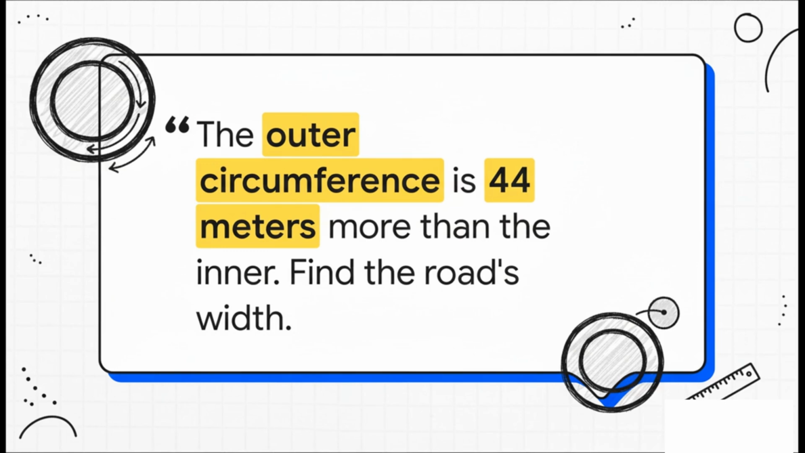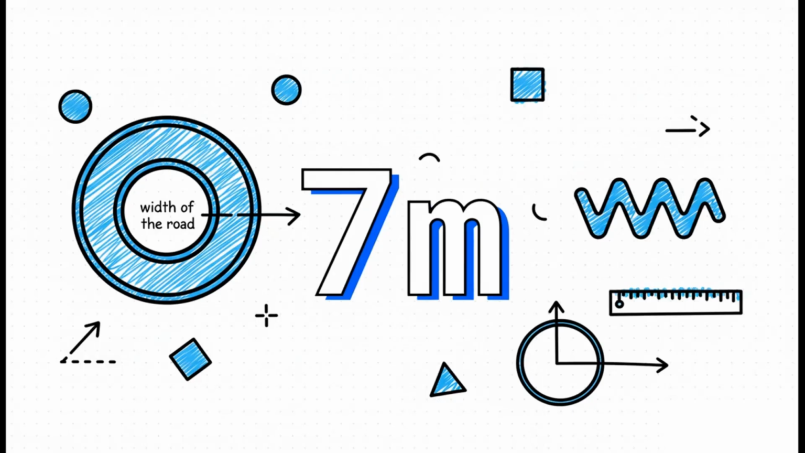Imagine a circular road, like a roundabout. All we know is that the outer edge is 44 meters longer than the inner edge. The question is, how wide is the road itself? It sounds kind of tricky, but the answer is surprisingly simple. The width of the road is exactly 7 meters. So how do we get that?